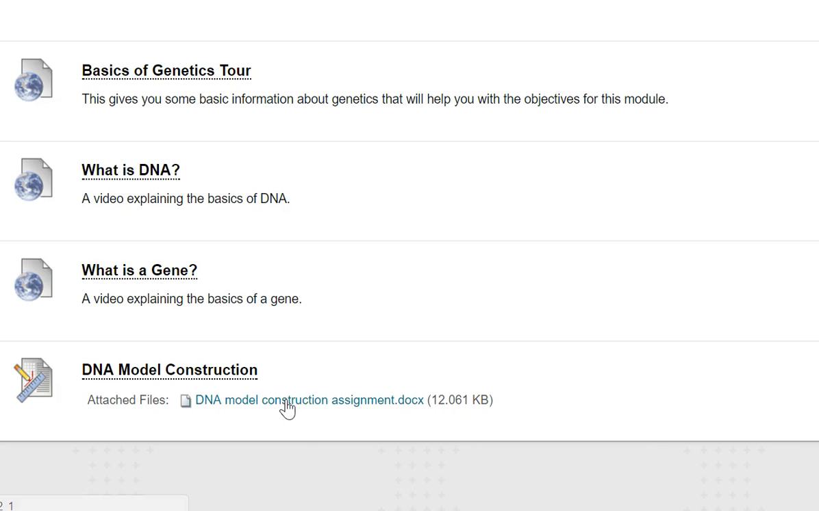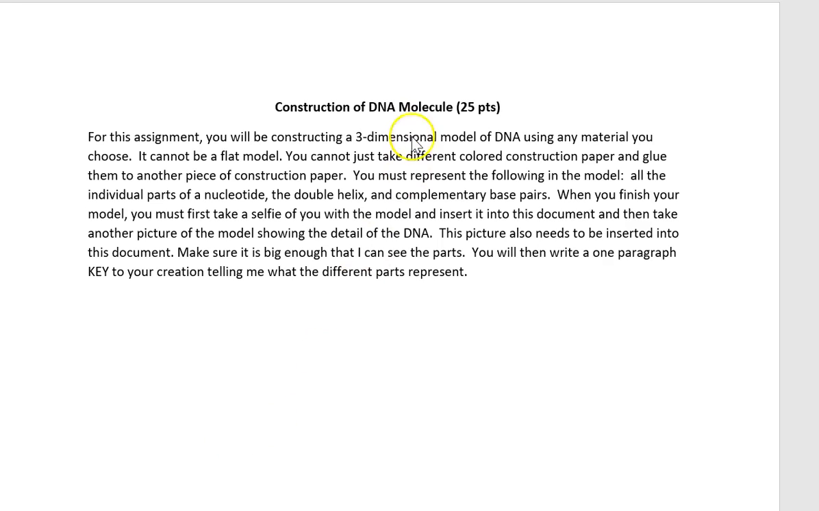So here's the assignment. It is a Word document. Here it comes. So here's the assignment. You're going to construct a DNA molecule. It needs to be three-dimensional. So I don't want you just taking a piece of paper and taping other papers on, construction paper on it. You need to create something that is 3D that you can actually hold in your hand.